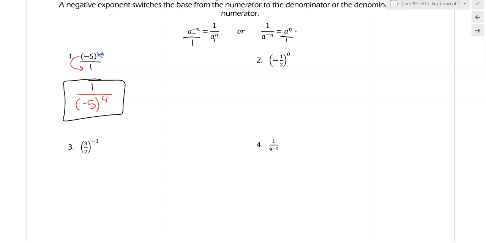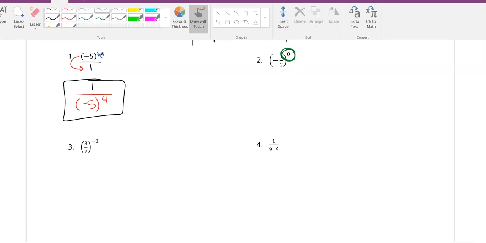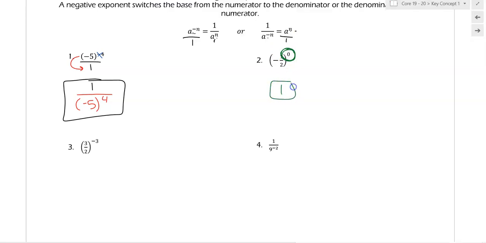Looking at number 2, negative 1/2 to the 0. We have that beautiful 0 exponent. Anytime there's a 0 exponent, your answer is just 1. Again, easy enough.